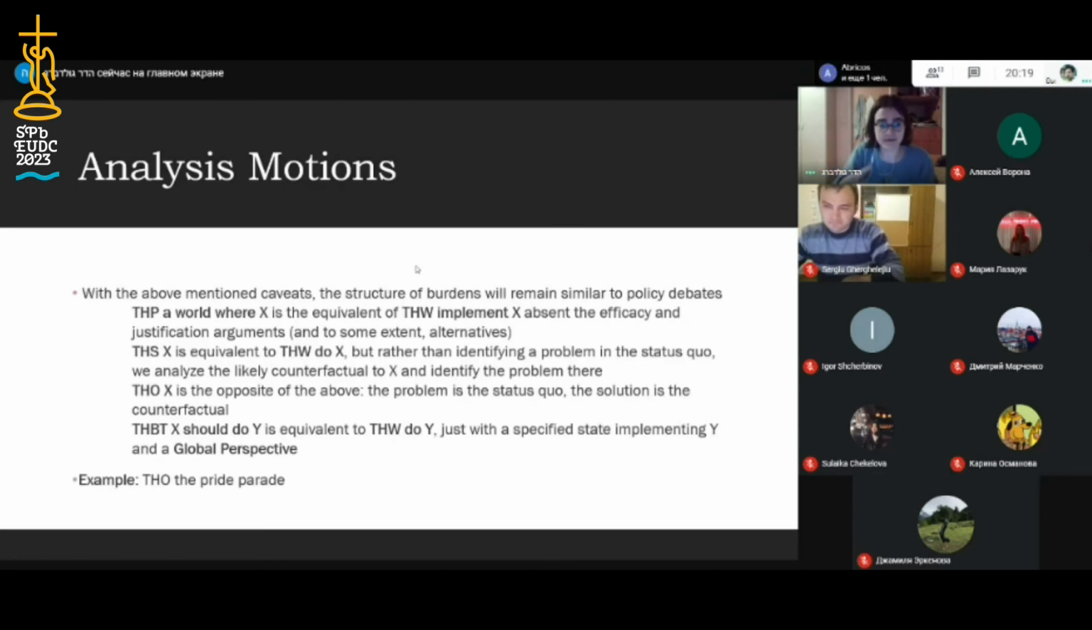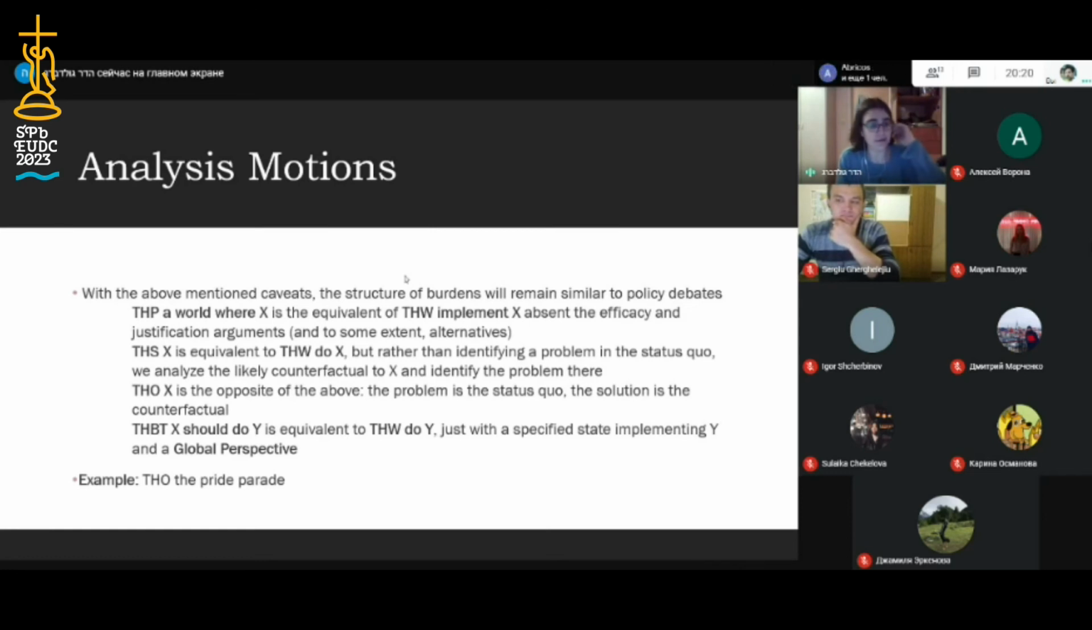With all of these caveats about the burdens that change, the structure of burdens aside from that remains roughly the same as in policy debates. What do I mean by that? There are 4 common wordings of analysis motions.